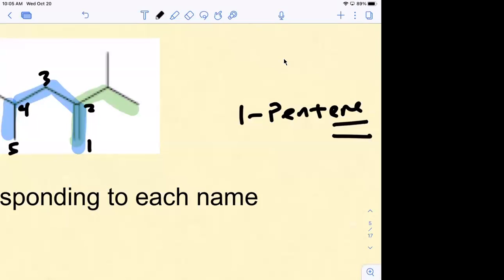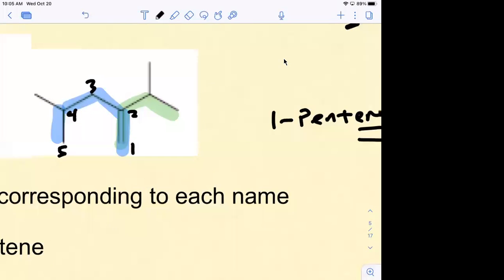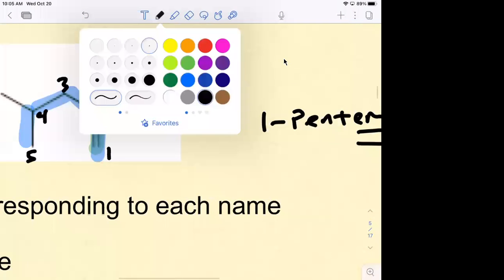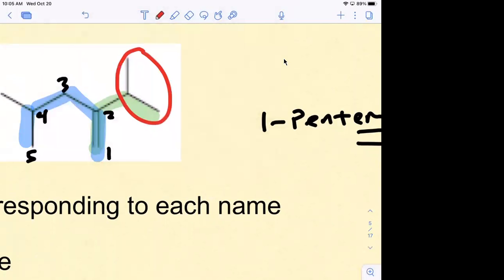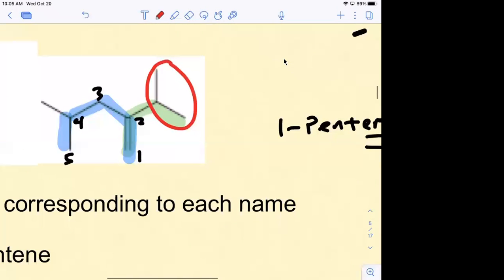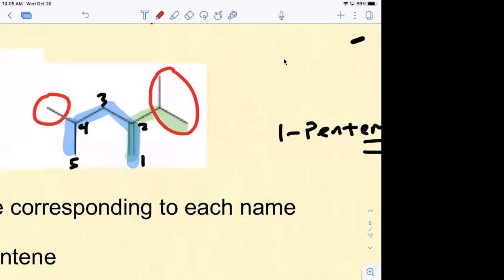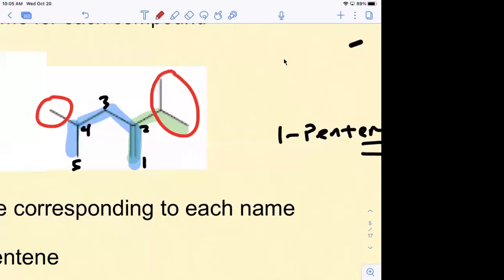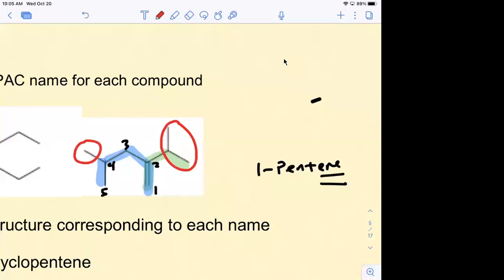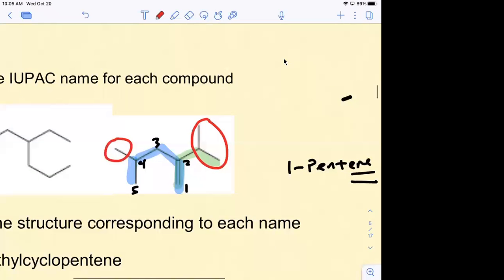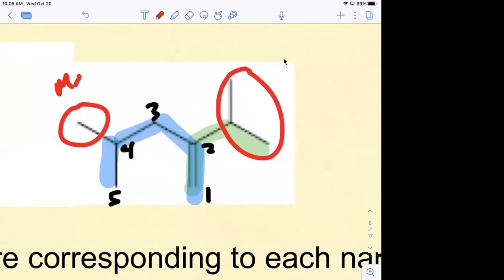All right, so the ene is telling me that there's an alkene present. And then on that chain, I have a substituent at 2, and I have another substituent here. That group at 4 is a methyl group, a CH3. Remember, at the end of every line is a CH3.